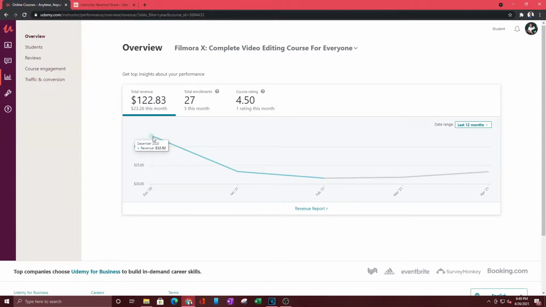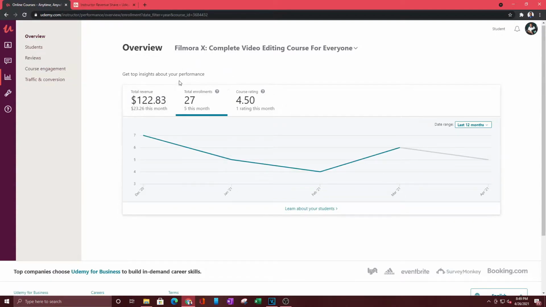So essentially, if you look in the beginning here, you can see that the first time I was paid was in December, which is when I created the course, which was $32. So they pay you every month. The average pay I've been getting has been a little over $23. As you can see, in January it was 23, in February it was 21, and then we went to 21, and then 23.